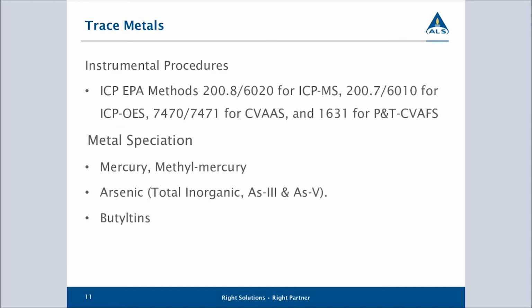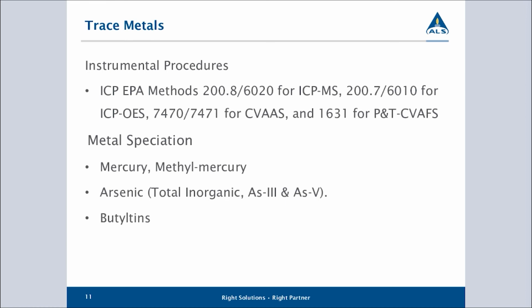Metals analysis, generally following EPA methods. I have it listed here, ICP-MS and ICP optical emission. There's cold vapor atomic absorption, and then purge and trap cold vapor atomic fluorescence for mercury. Mercury speciation, we can do total mercury and methyl mercury, depending on what method reporting level you need. We run 7000 series, and then low level 1631. Methyl mercury follows EPA method 1630. And we use that method in all matrices.